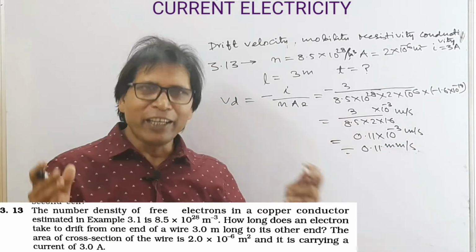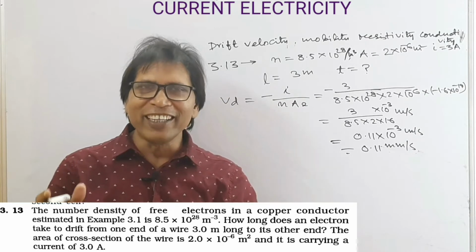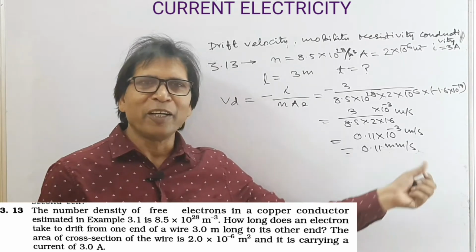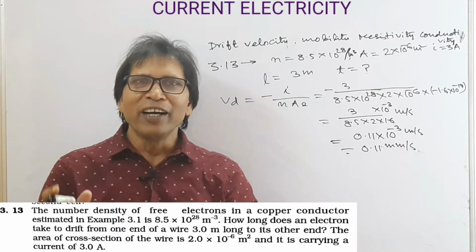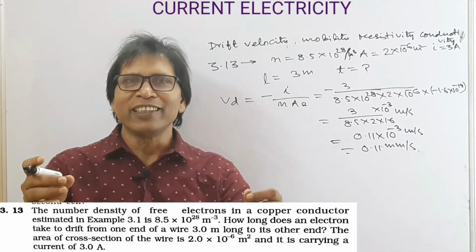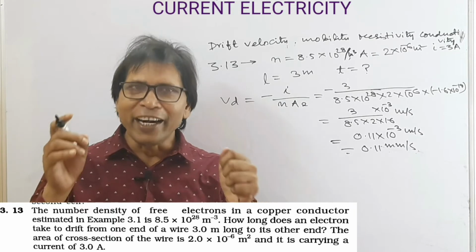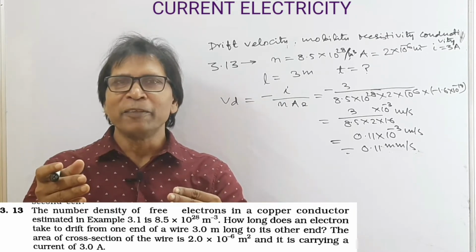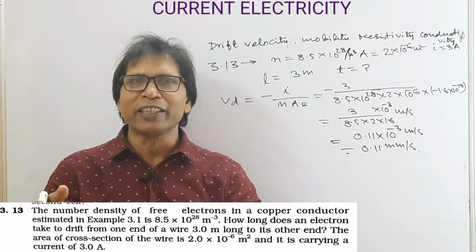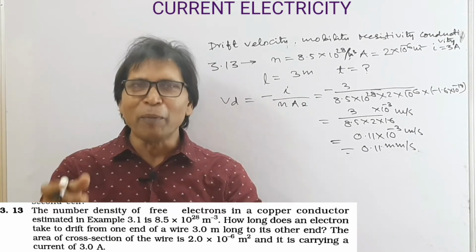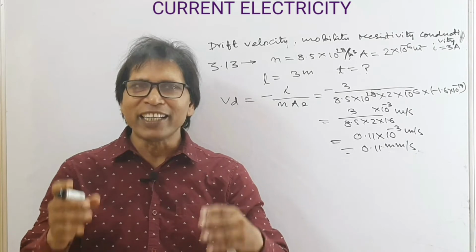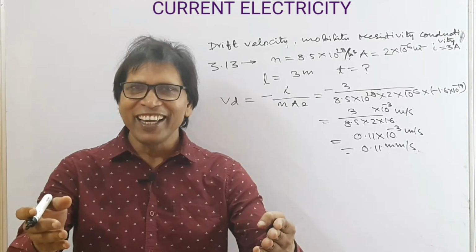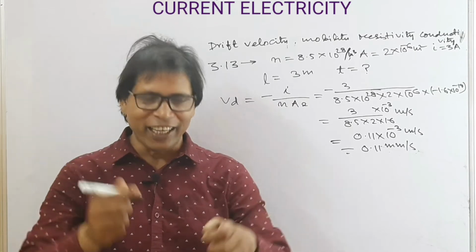So look at this. Drift velocity of electron in a conductor is few millimeter per second, but current flows with speed of light, because current flow means the propagation of electric field. As the speed of electric field is the speed of light, that is why current flows with the speed of light. Okay. Now next numerical.